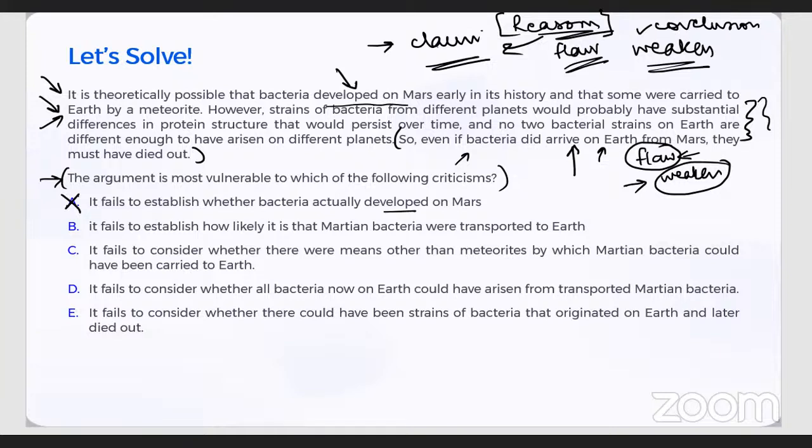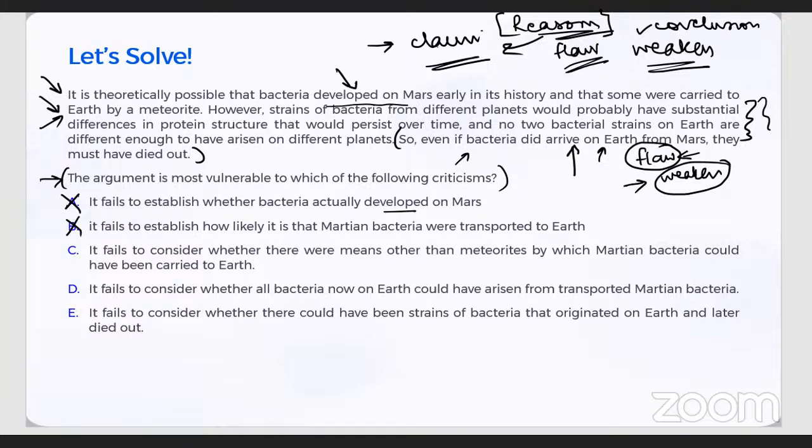Let's look at B. Now, option B is suggesting that the argument is flawed because it doesn't discuss how likely it was for bacteria to travel from Mars to Earth. As is the case in option A, the argument already assumes that bacteria has been transported from Mars to Earth by a meteorite, and the focus is on what happened after that. The likelihood of transportation is not the issue. So it is not talking about the reasoning at all. This is also out.